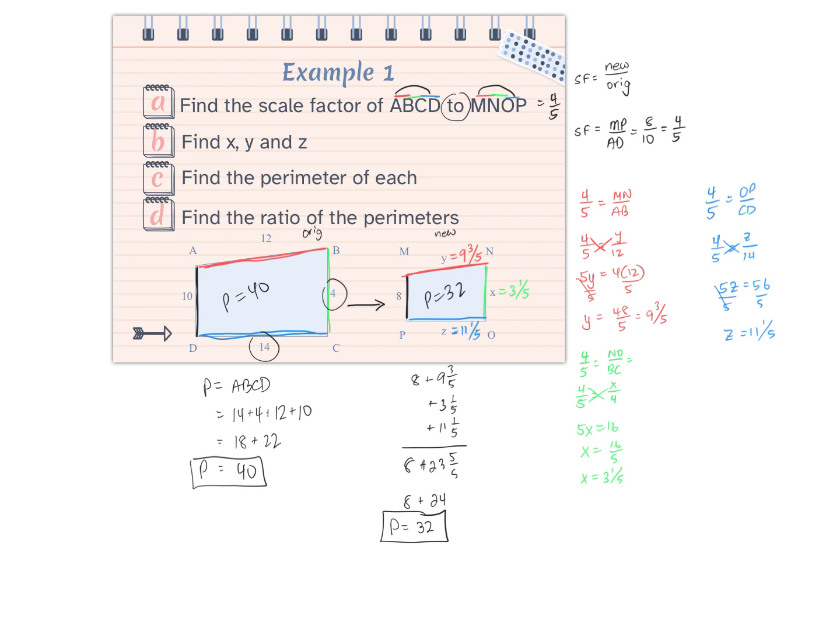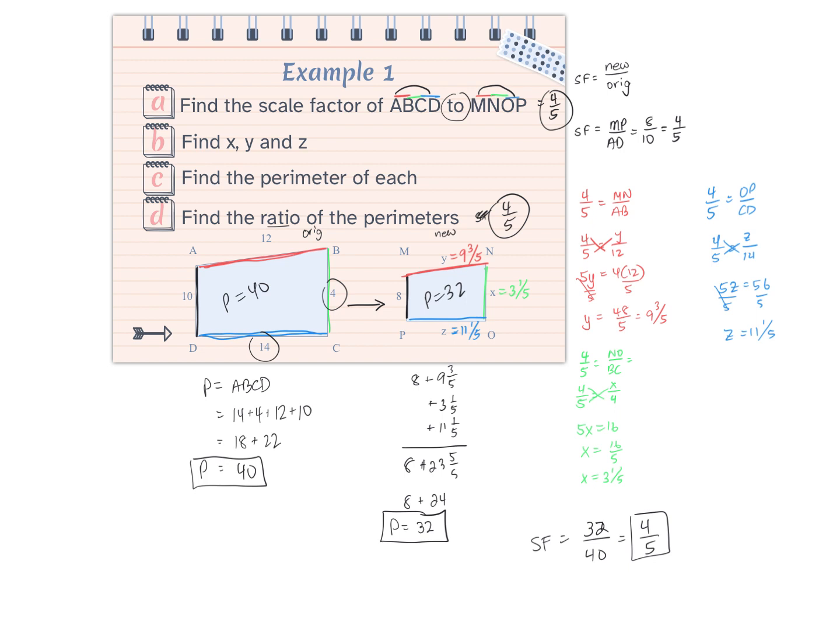Now the last question asks us for the ratio of the perimeters. So again, we're going to do the new one. The perimeter of the new one is 32 over the perimeter of the original is 40. And guess what? That also simplifies to 4/5. So the scale factor of the sides is actually equal to the scale factor of the perimeters. So it's the same 4/5 as the sides. It's kind of an interesting relationship.